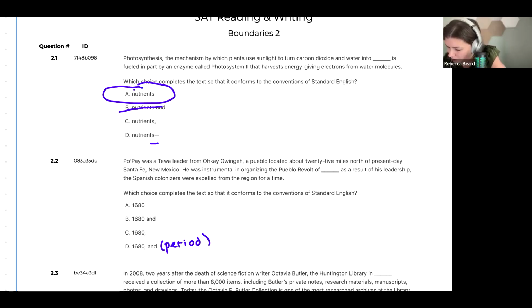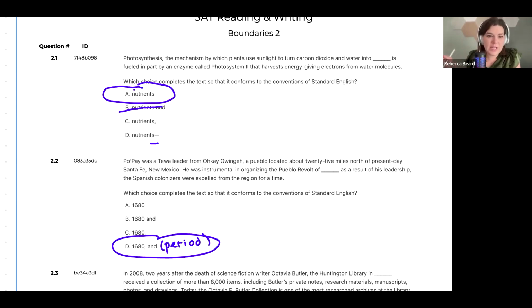Okay, I can put a period there, but let's check the other side. As a result of his leadership, the Spanish colonizers were expelled from the region for a time. And since that is 2 independent clauses right there, that one's going to be correct. See how I'm not wasting time checking 6,000 things, trying to just sprinkle commas everywhere. You really just want to be thinking through, can I use a period? And let's test that strongest punctuation first.